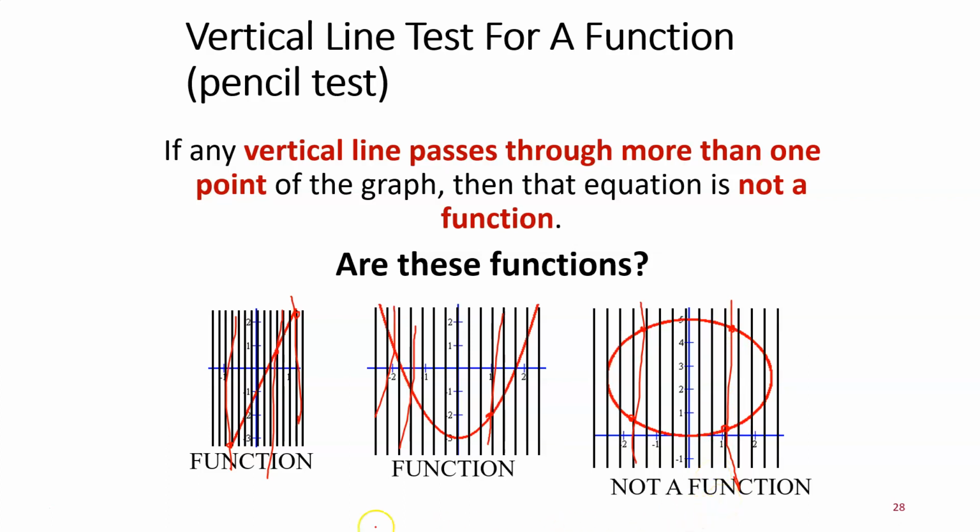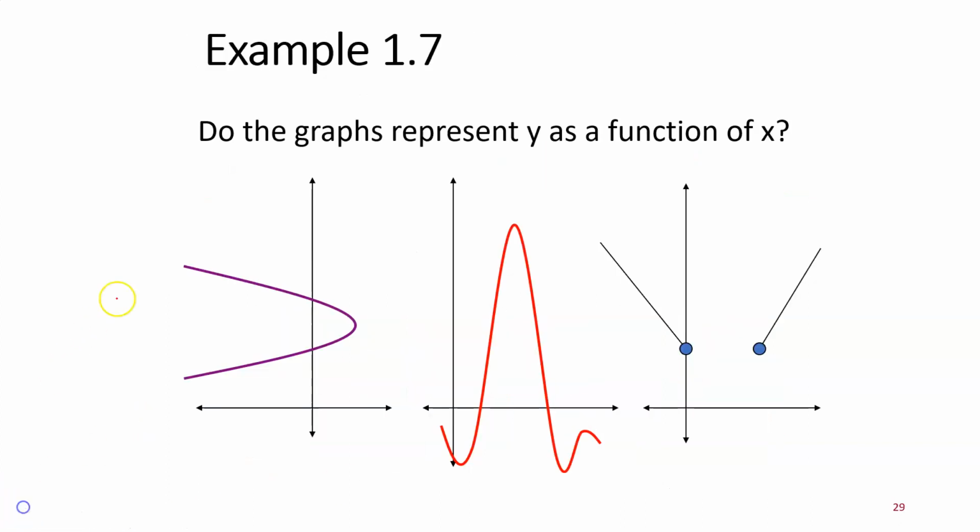Okay, can you see it clearly? When you do a pencil test or vertical line test, it should only pass through or cut only one point, then it becomes a function. If otherwise, it is not a function. Okay, let's see example 7. Do the graphs represent y as a function of x?